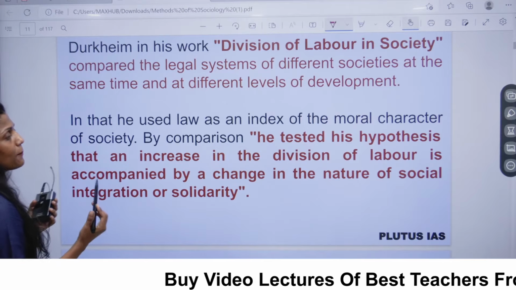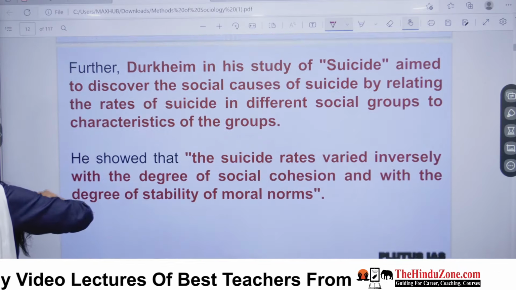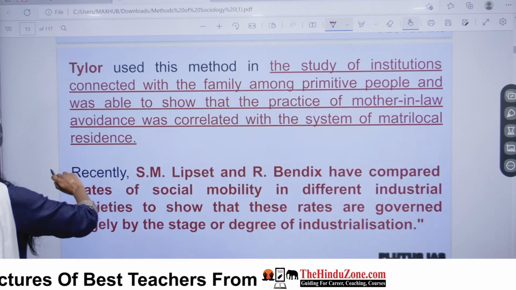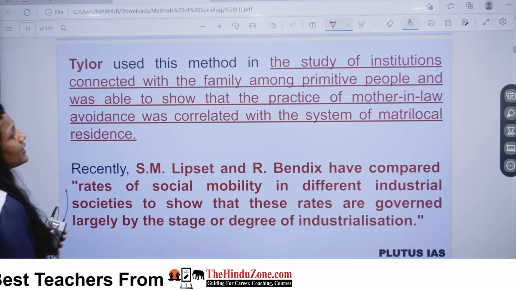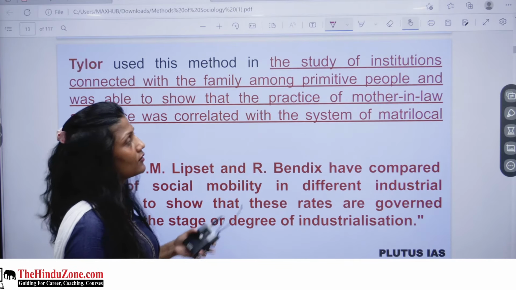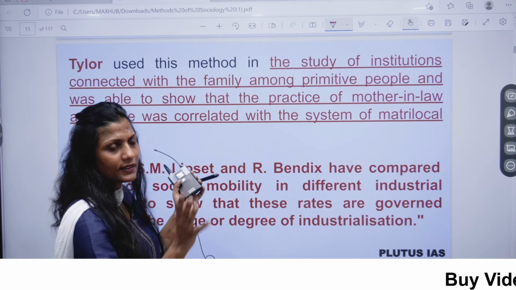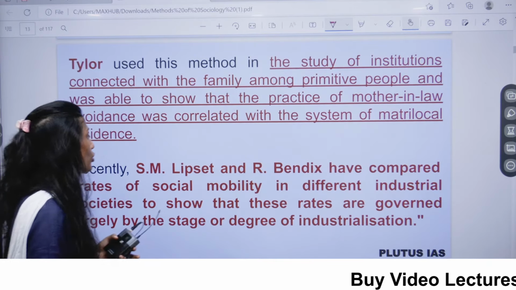In Division of Labor also, comparison is happening. So you all will read. Acha, this Taylor, Edward Taylor, is very important for all of us for understanding religion. When we discuss religion, Taylor's theories are really important.